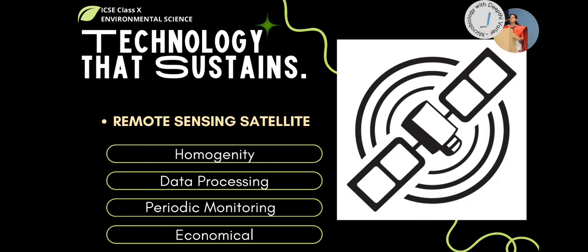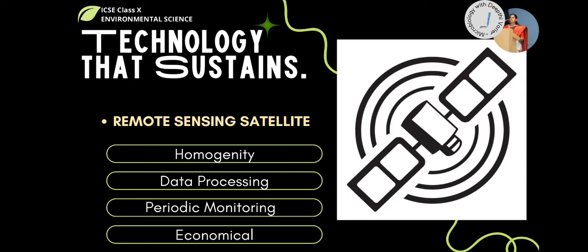Now, the last part of this unit is to know about certain technology which helps in developing a sustainable future. The first one is remote sensing satellite. Remote sensing satellites are devices which are sent into space and which use sensors to collect information about the Earth's atmosphere, or the oceans, the land, everything.